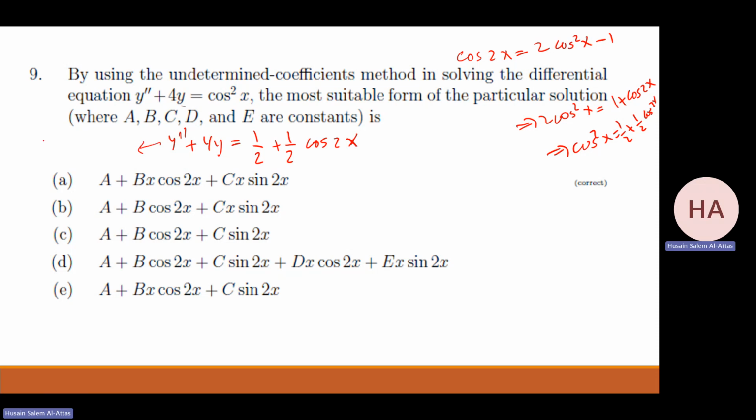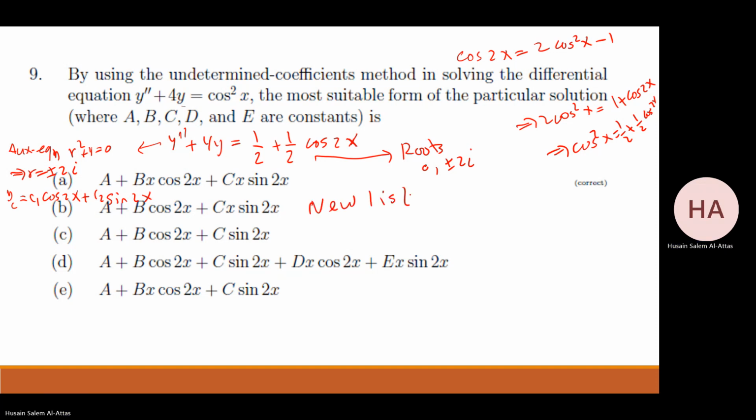I need to have the auxiliary equation for the homogeneous. That will be r squared plus 4 equals 0. So I have r equals plus or minus 2i. And what will be yc? c1 cosine 2x plus c2 sine 2x. What are the roots from here? Backward, that will be 0 plus or minus 2i. So what is my new list? 0, plus or minus 2i, plus or minus 2i. I have plus or minus 2i from here and from there.